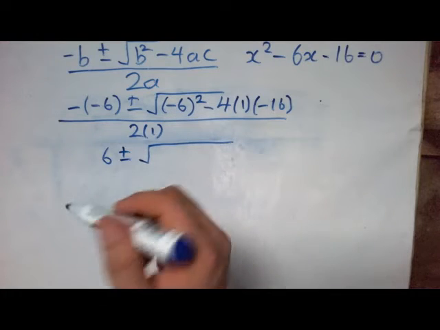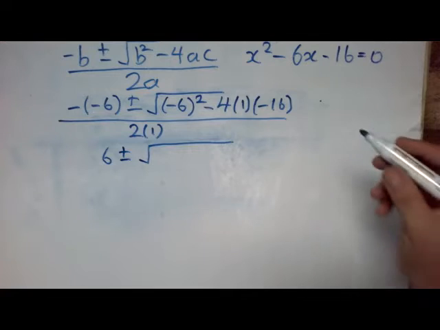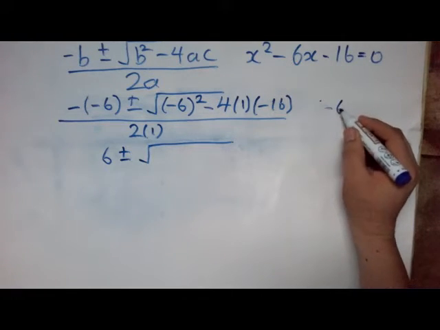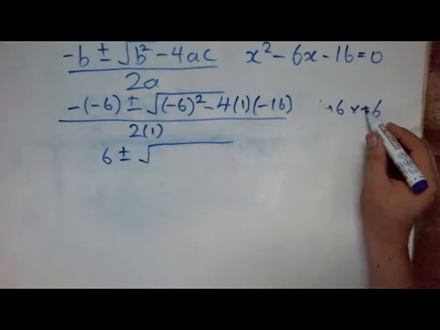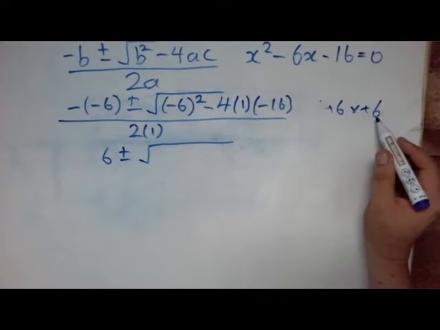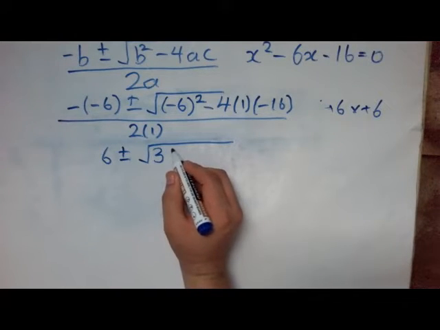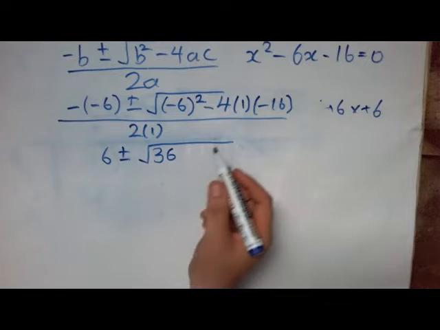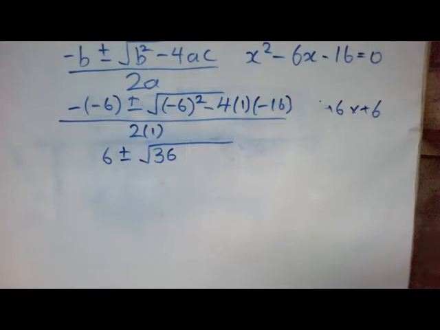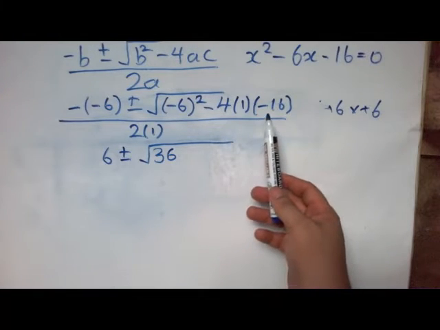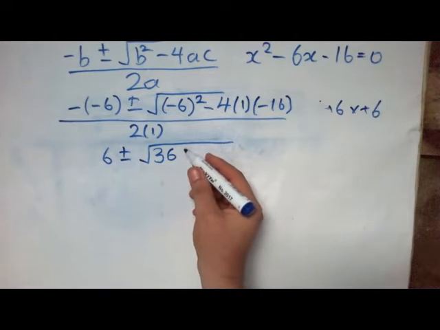Minus 6 squared simply means minus 6 times minus 6. When you have minus 6 times minus 6, the minus will multiply the minus, it becomes plus. So 6 times 6 becomes 36. So instead of having minus 36, we'll have positive 36. Now we have minus 4 times 1, which will give us minus 4. Minus 4 times minus 16. The minus times the minus will turn to positive.